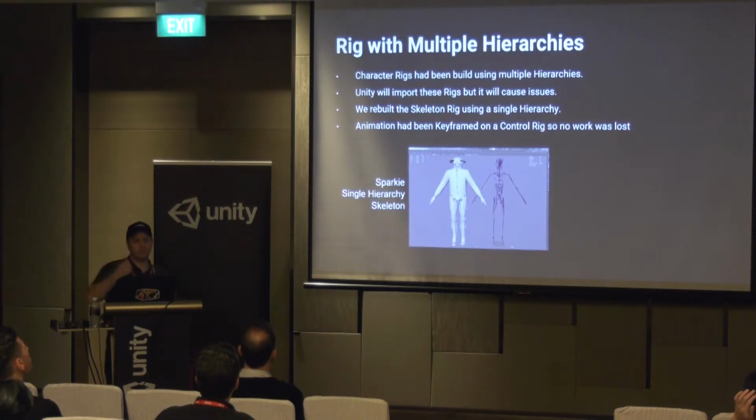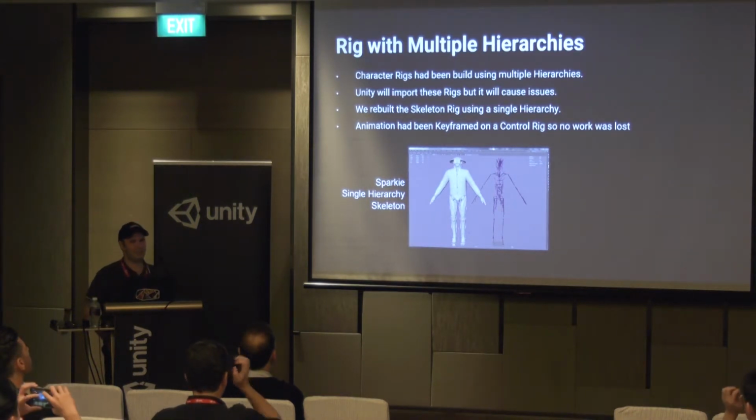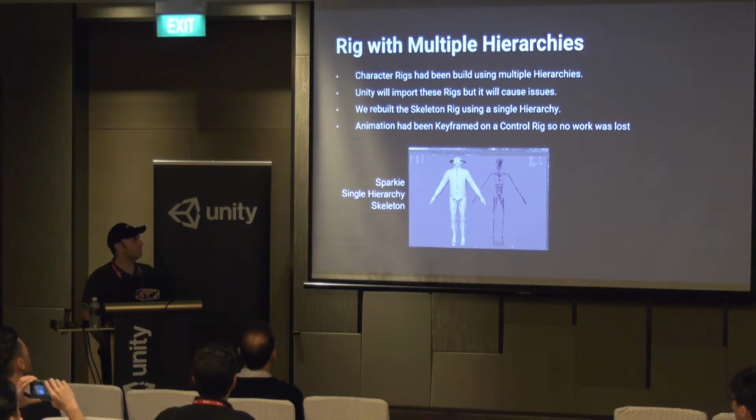Next tricky thing was the rig. We normally would rig using a lot more freedom. Unity, unlike other engines, will let you import a rig that has multiple hierarchies, but then you start getting unpredictable behavior. I would prefer that Unity didn't import those things, because it caused a lot of trouble. We ended up just rebuilding the rig using a single hierarchy. It's something that I would have liked to do from the beginning if I knew about it.